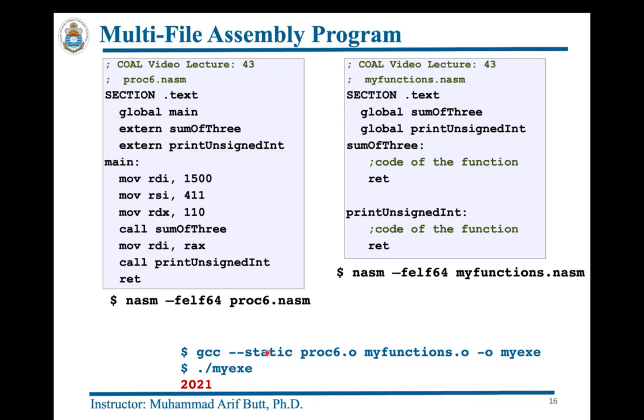The next task is to link, and we can simply use this gcc command to link these two object files into this executable myexe. And once we execute this myexe, of course, these three values are passed to the sum of three function, which will return 2021, and then we place that 2021 inside RDI and call print unsigned int. And of course, this will return the string and we'll print that, and we get this value. So that is great.